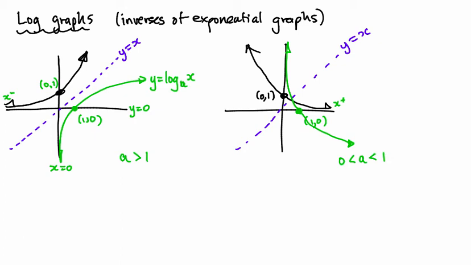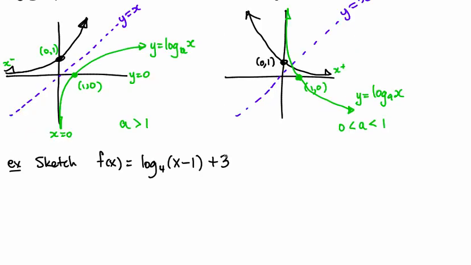And with that information, we can sketch either of these graphs now, y equals log base a of x in either of its forms with transformations. So let's just take a look at one of those. So we'll sketch y equals log base 4 of x minus 1 plus 3.